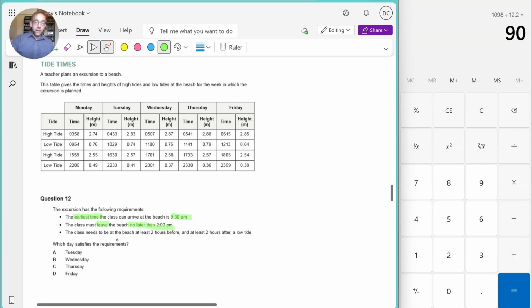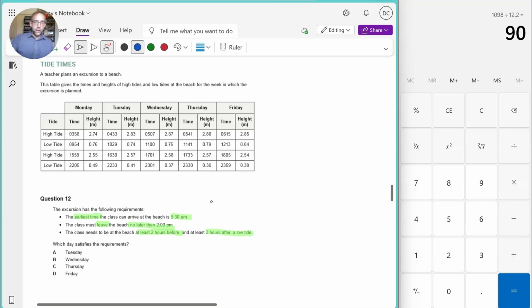And we need to be at the beach at least 2 hours before and 2 hours after a low tide. And we've got some multiple choice options down here. So personally, I would just be going through each of these days and making sure whether they satisfy the 3 criteria that we have. Don't bother with Monday though. Bit of advice in terms of saving time. It's not one of your multiple choice options. So there's some exam technique.